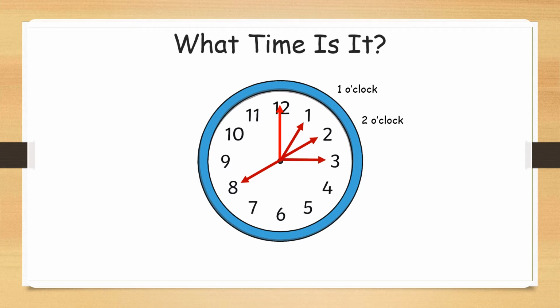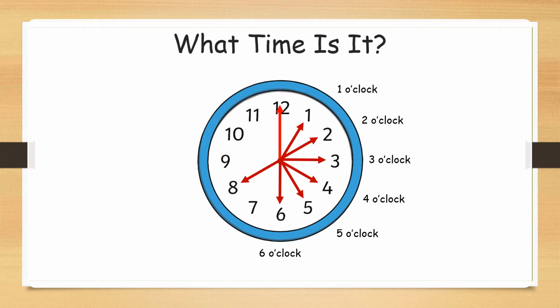When the minute hand is on 12 and the short hand on 3, we say 3 o'clock. When the minute hand is on 12 and the short hand on 4, we say 4 o'clock. The minute hand is on 12 and the short hand on 5, we say 5 o'clock. The minute hand is on 12 and the short hand on 6, we say 6 o'clock.